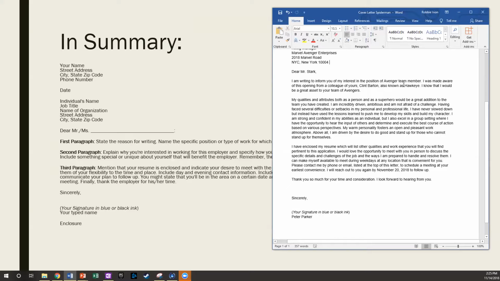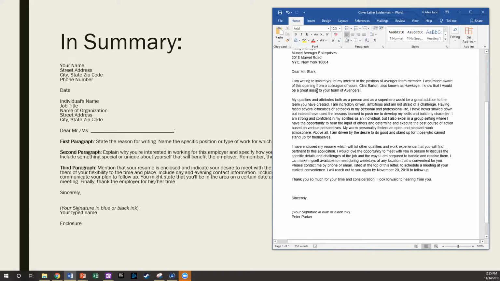Now, we know that Tony Stark and Clint Barton know each other. They work together. They're colleagues. So if he trusts Clint Barton or Hawkeye, he would trust somebody that he referred. So being able to name drop, if you have somebody in the company that told you about the position, this is the place where you would say who that person is because it'll give you a leg up on the rest of the applicants.